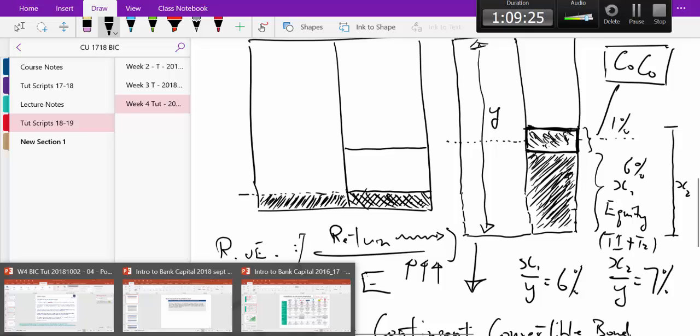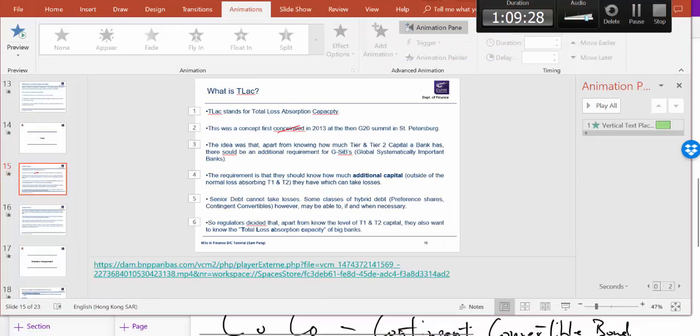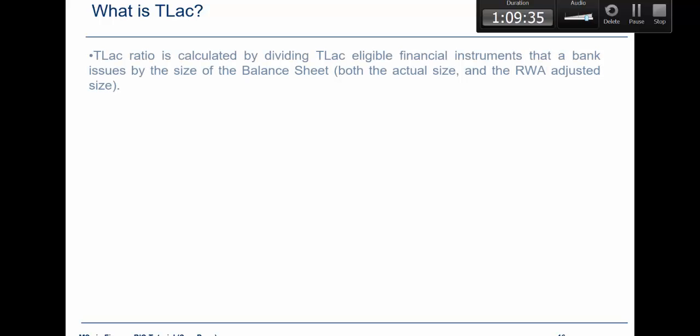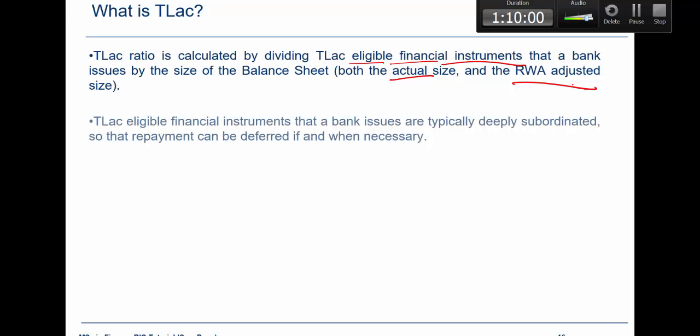Yeah? Now, I made some more comments on the next page. So the TLAC ratio is calculated by dividing what are called TLAC eligible instruments, those things like CoCo and pref shares, where they are capable of taking losses, they will be classified as TLAC eligible financial instruments. Okay. Divide that by the size of the balance sheet, the actual size as well as the risk-adjusted size. Okay, so you have two numbers.